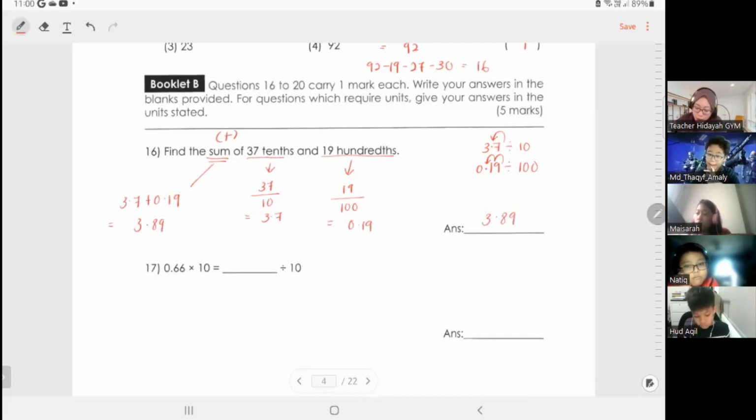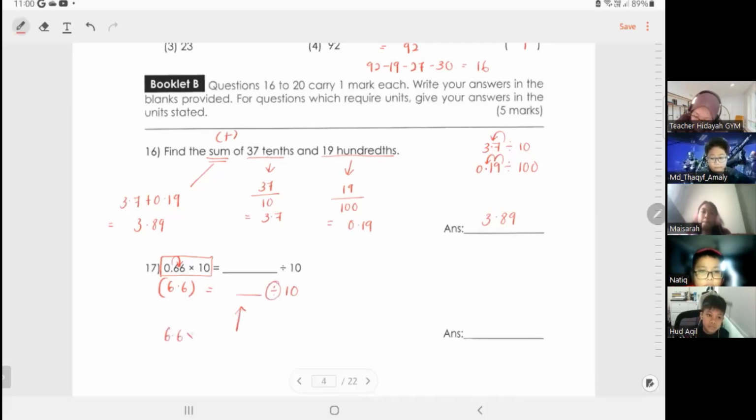Right? Next one. 0.66 times 10. Solve this one first. Times 10 means go to the right 1 decimal point, 6.6 equals what divided by 10? To find this unknown, you need to actually do the opposite. So since they're asking for divide, you're going to times 6.6 times 10. Do the opposite. Equals 66. Answer is 66. These two are the correct answers.